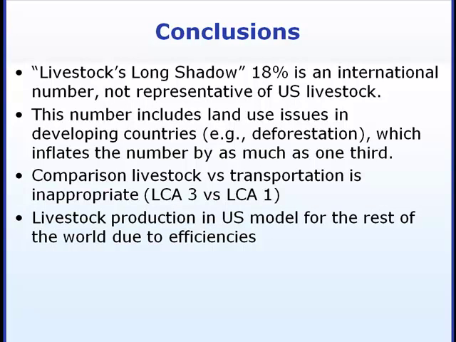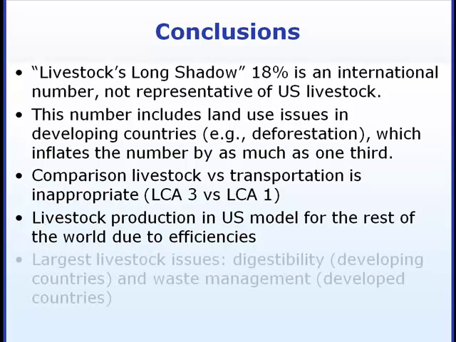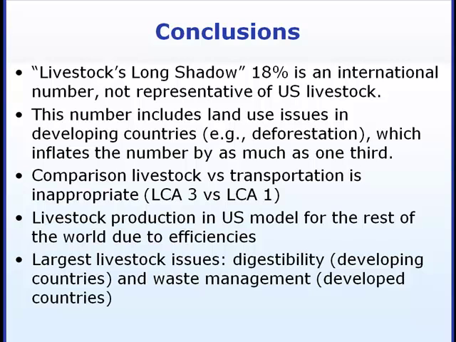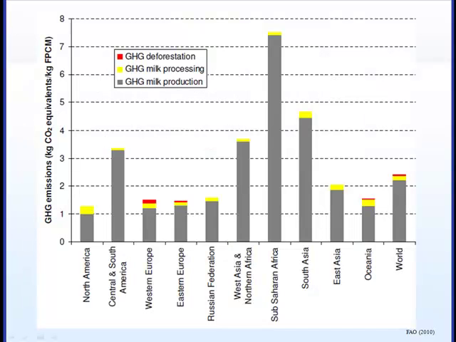Today they actually say that the livestock production in the United States and many other developed countries could be a model for the rest of the world, because of efficiencies that we have seen here. The largest issue that the FAO sees in developing countries is digestibility, mainly nutrition, and in developed countries like the US, waste management, where they say we could do a better job producing fuel or power from waste. So a follow-up report by the FAO included a graph, this graph here.